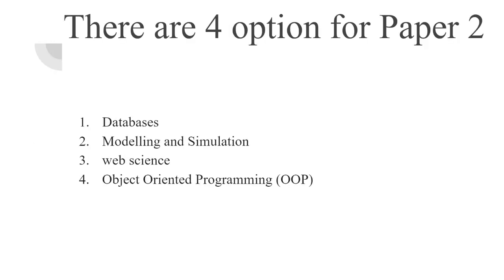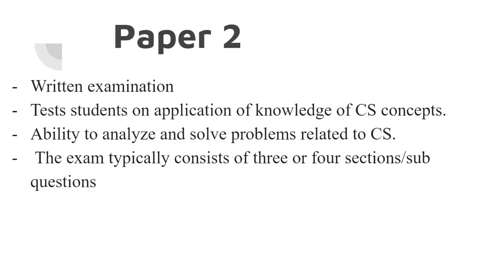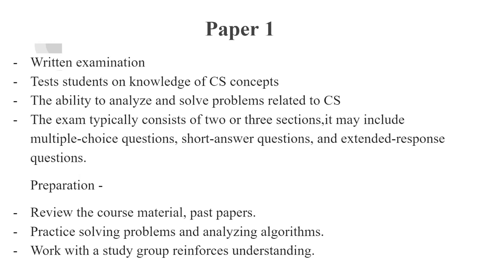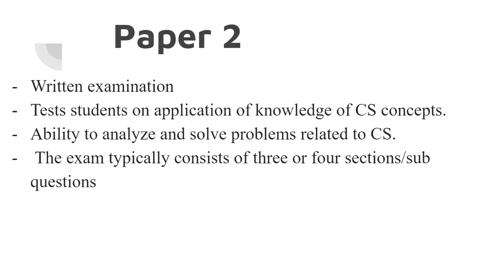Paper 2 has 4 options: database, modeling and simulation, web science, and OOP. For paper 2, it's also a written exam. It tests students' ability on the application of knowledge of the concepts. So paper 1 tested the knowledge of the concepts. Paper 2 tests the application of the knowledge of the concepts. It sees the ability to analyze and solve problems relating to the CS.